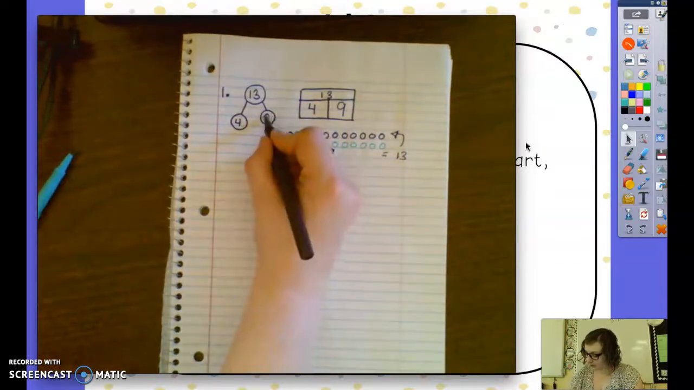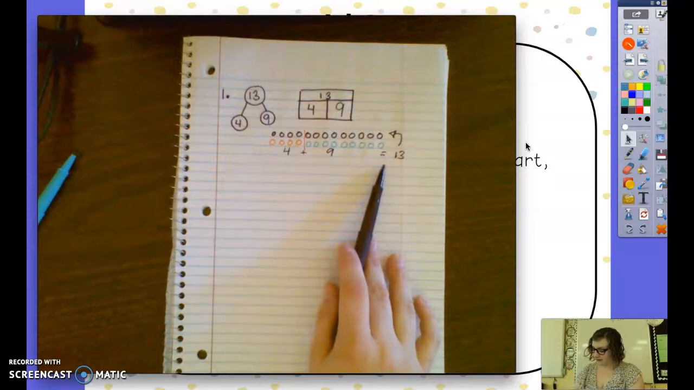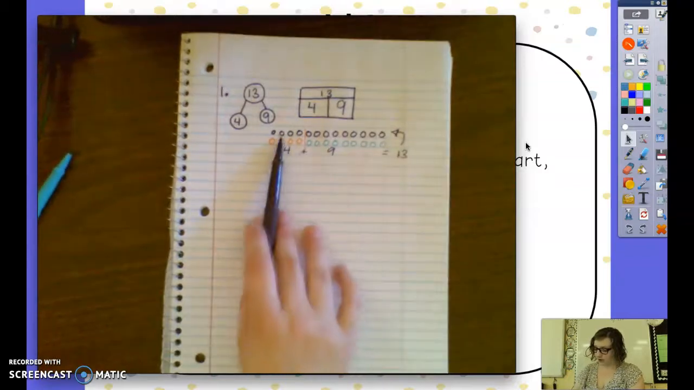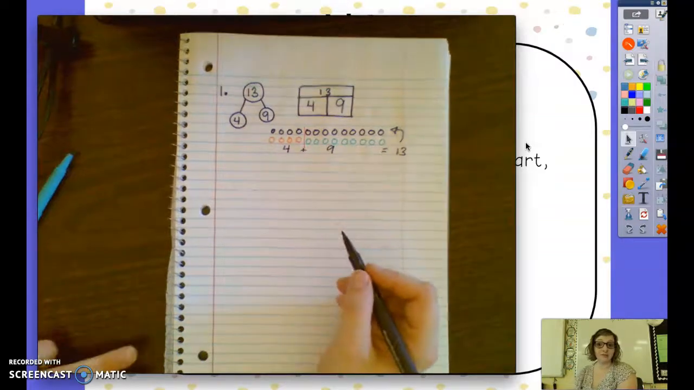Okay, so I can show this in a number bond. I can show it in an equation, I can show it in a drawing in a model, and I can show it in a part whole chart. Remember, a part whole chart is just like our tape diagram.